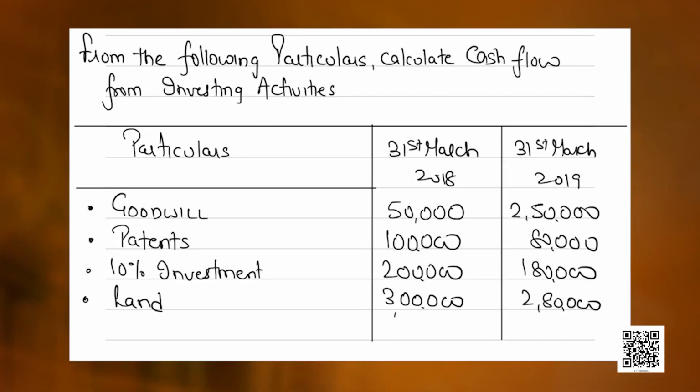Let us understand one more question for the same topic, cash flow from investing activities. Here on your screen we have a question. Here you see goodwill has increased from 50,000 to 2,50,000. Students, you must understand this thing. Whenever goodwill is increased, that means it is purchased. The value of goodwill has increased, that means we have bought goodwill. It is an item of investing activities.